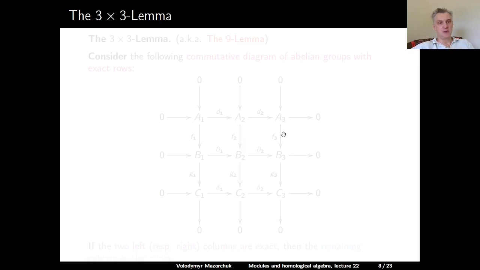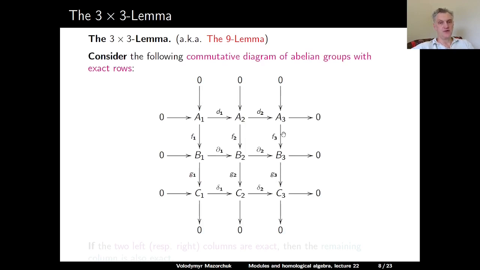Okay, now let us go to the next lemma, which is much bigger. This is usually called the 3 times 3 lemma, and it is also known as the 9 lemma. So now we consider the following commutative diagram of abelian groups with exact rows. So we have 3 rows, the row A, the row B, and the row C, and these are short exact sequences with differentials D, partial, and delta, respectively.